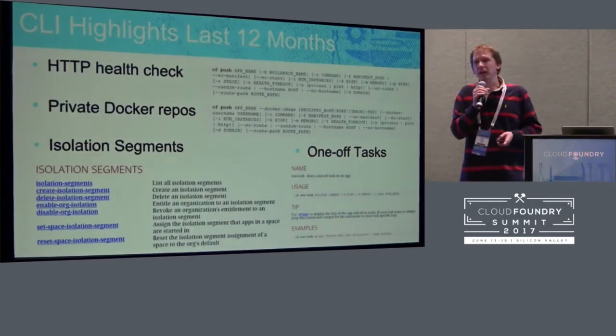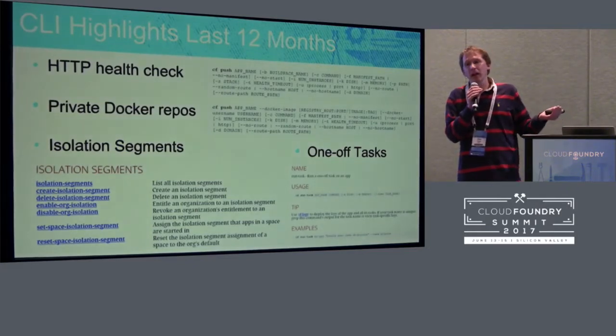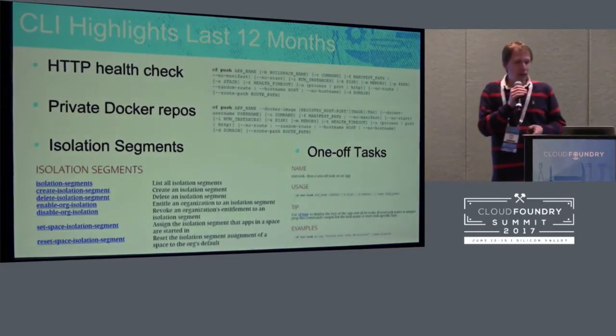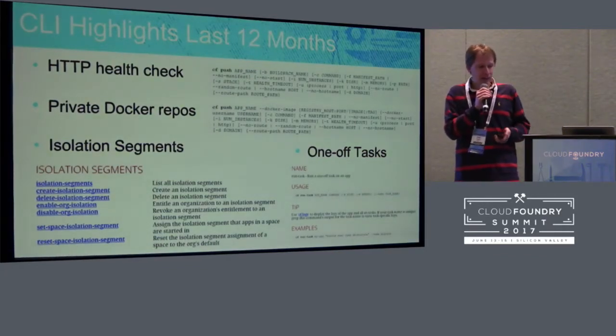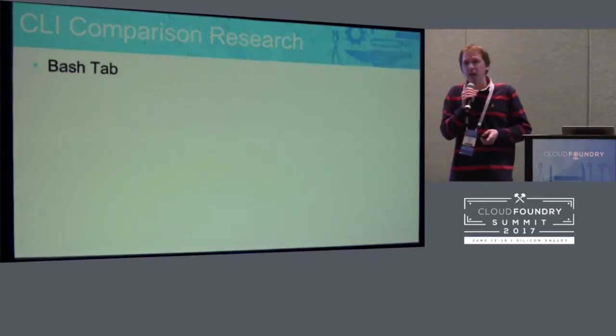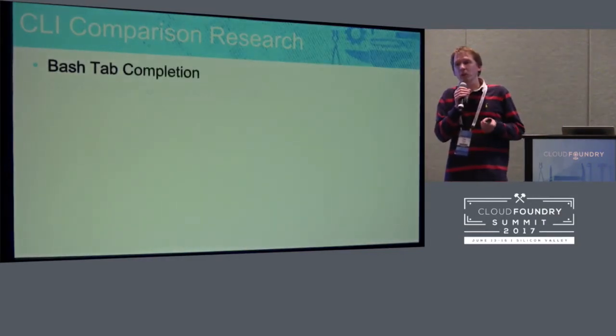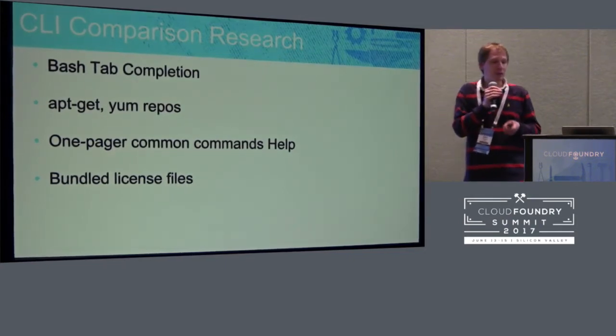I'll just quickly go over some highlights of the past 12 months. There are a number of features that were implemented by the backend and that we expose. So very recently, the private Docker repositories, the HTTP health check, isolation segments, and already almost a year ago, the one-off tasks. Then there are features that came from us doing comparisons of other CLIs to ensure that people who already have a familiar workflow or experience with other commands they use, that we support that as well.